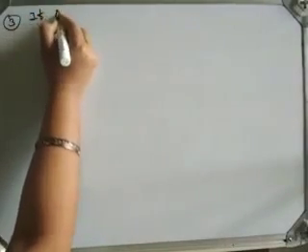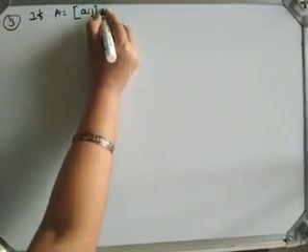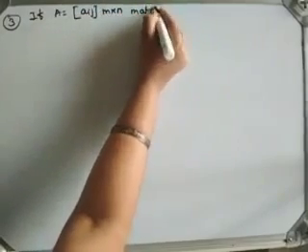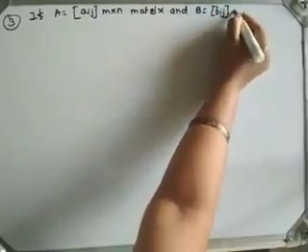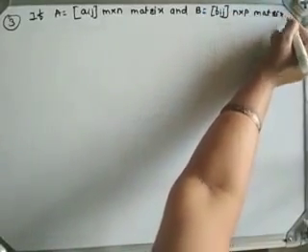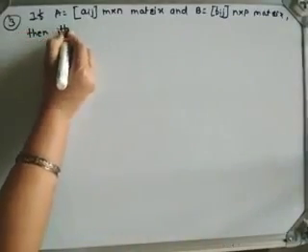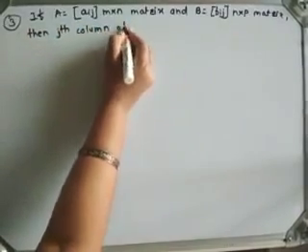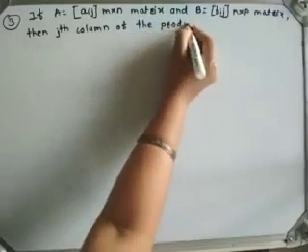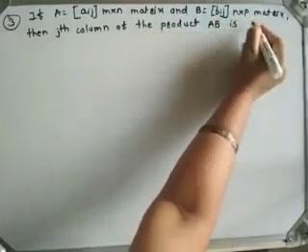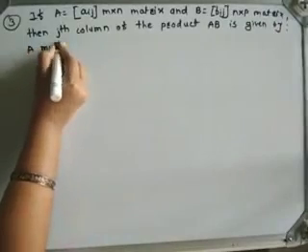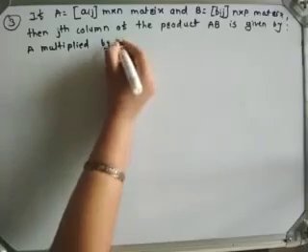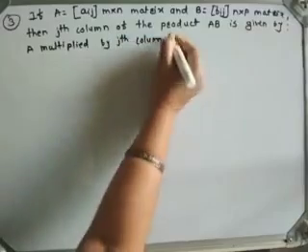Let us take example number 3. If A is equal to the matrix Aij, an m by n matrix, and B is equal to Bij, an n by p matrix, then the jth column of the product AB is given by A multiplied by the jth column of B.